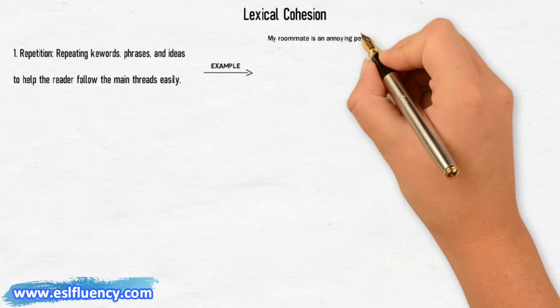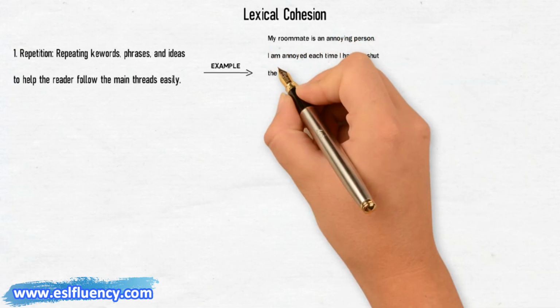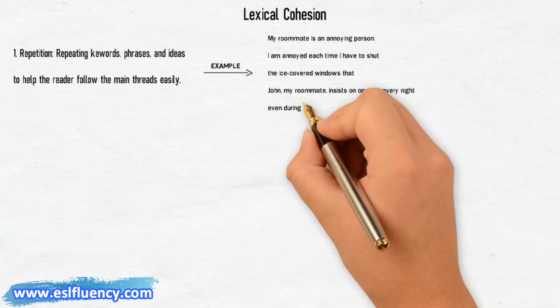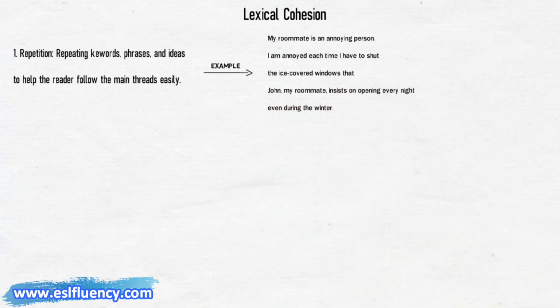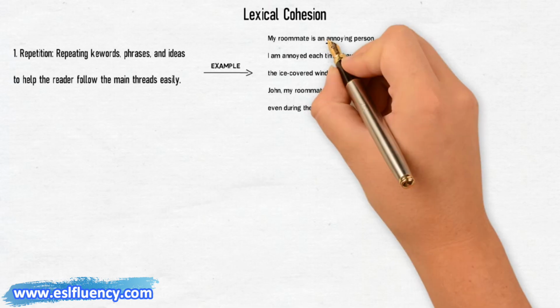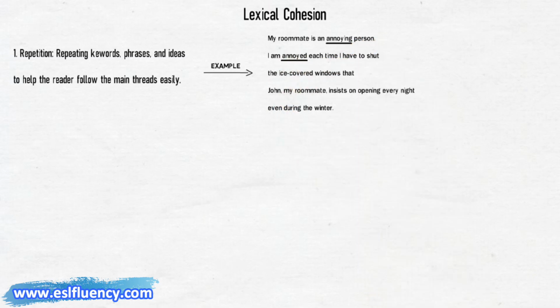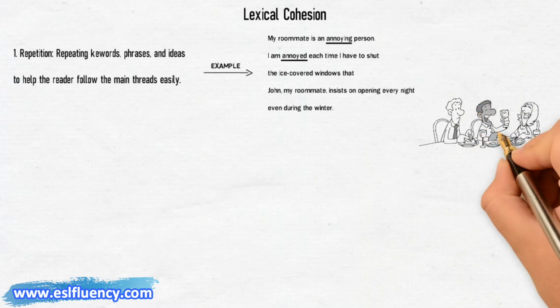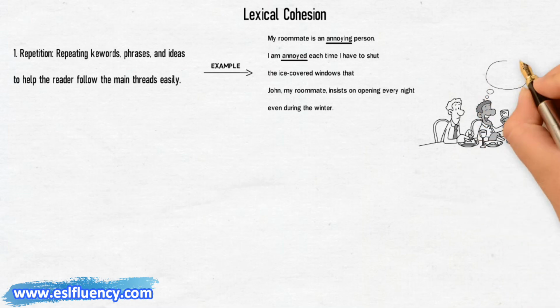My roommate is an annoying person. I am annoyed each time I have to shut the ice-covered windows that John, my roommate, insists on opening every night, even during the winter. In this example, the writer has used the word annoy twice to strengthen the idea that the roommate is not easy to live with. But you should be careful about the use of repetition in your writing. Word or phrase repetition is like adding salt to your food.